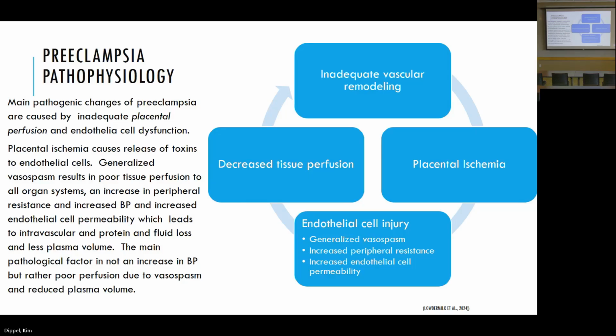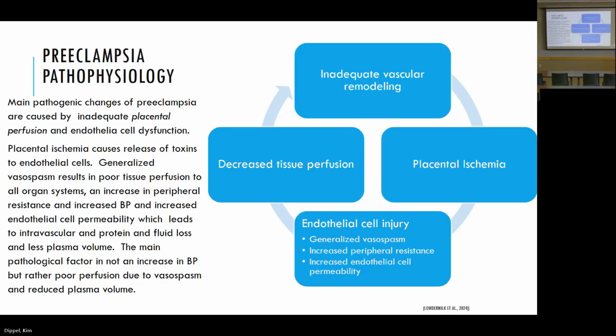That placental ischemia causes release of toxins to endothelial cells, and so you get spasms, which also contributes to poor tissue perfusion to all the organ systems, not just the placenta, but the brain and the heart and the kidneys. And it increases peripheral resistance. So in other words, the blood flow doesn't flow freely, but there's some resistance there. You get an increase in blood pressure. And when that happens, you get an increase in endothelial cell permeability, leakage, which leads to intravascular protein and fluid loss and less plasma volume.